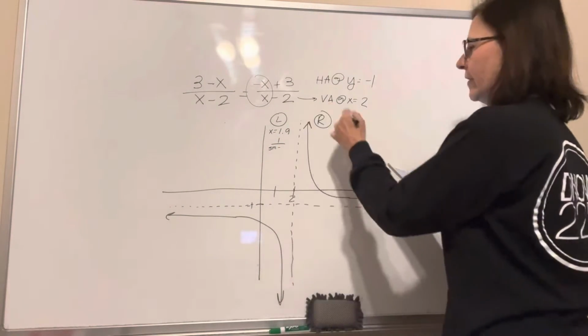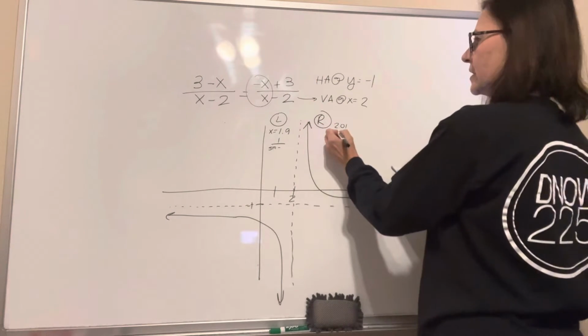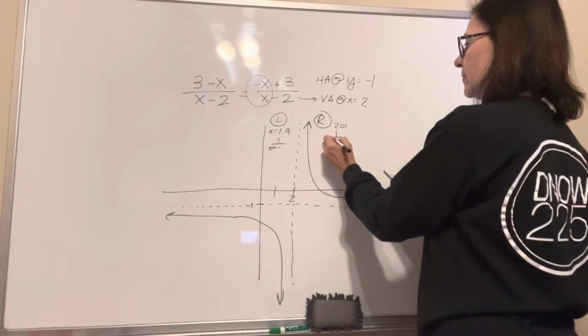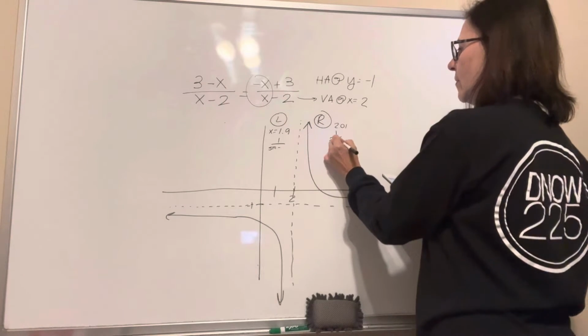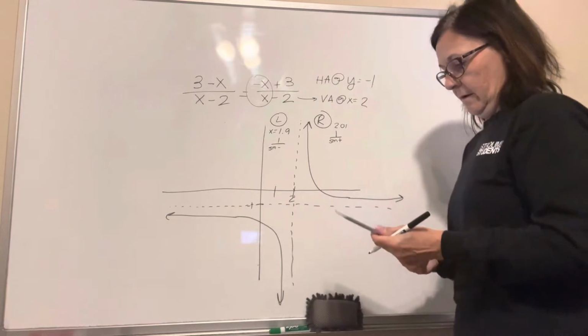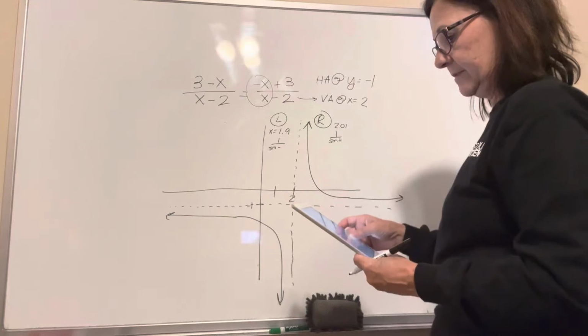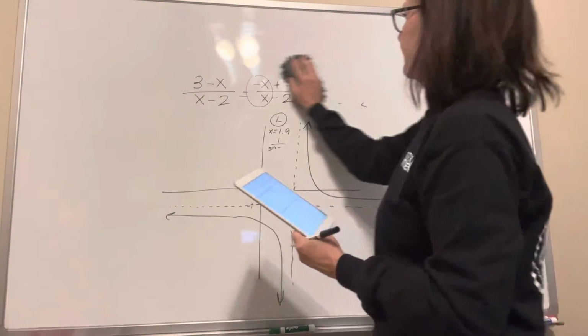On this side, let's just look at 2.01. The numerator is going to be about 1. The denominator is going to be a very small positive, so it's going to positive infinity. All right, so that is correct, the rendering of this. All right, 42.